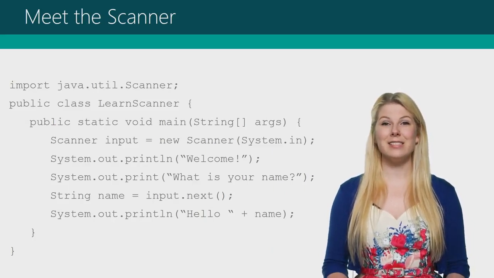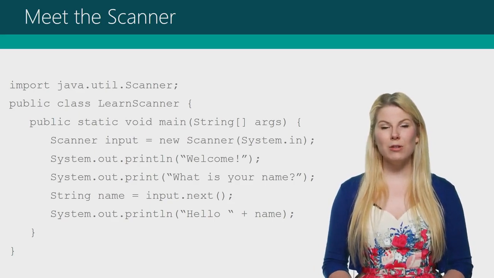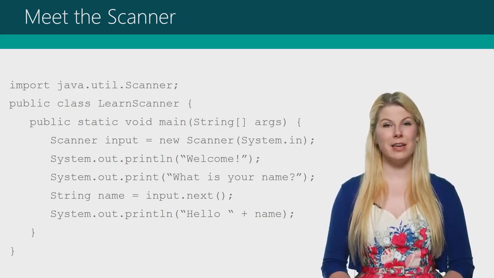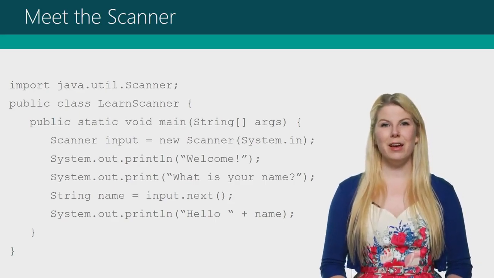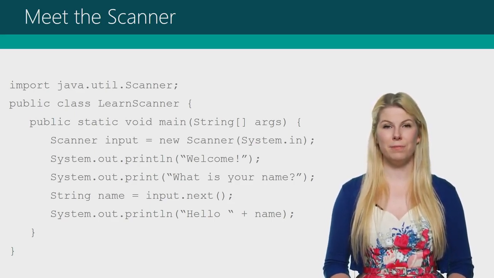That thing is called a scanner. A scanner is a special Java API that knows how to listen for when you're going to type things in the console. It's a way to send things back and forth between you, the user, and the computer. In order to implement scanner, you're going to need to add a few different pieces to your code.